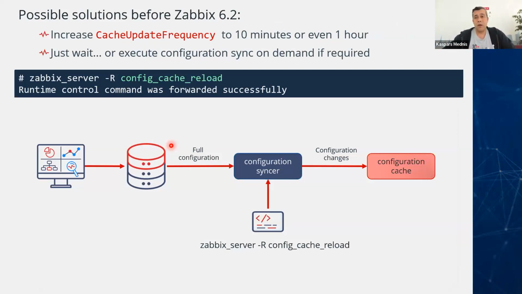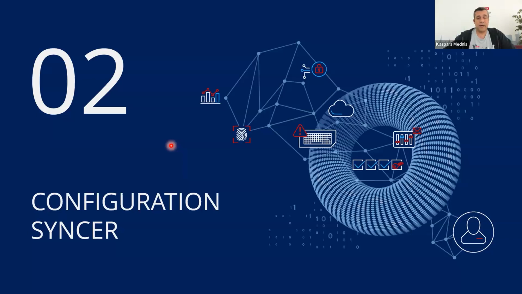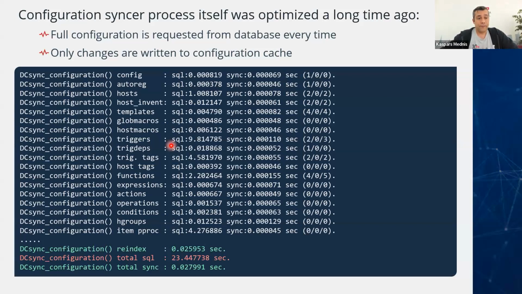This is how Zabbix worked all the time until version 6.2 came. And 6.2 was quite, I would say, revolutionary. As I said, this is still the old screenshot from the old config syncer, and you can see 23 seconds database time. There were optimizations in memory, there were other optimizations, but you can see the performance killer is 23 seconds of SQL time in this screenshot because of the full sync.